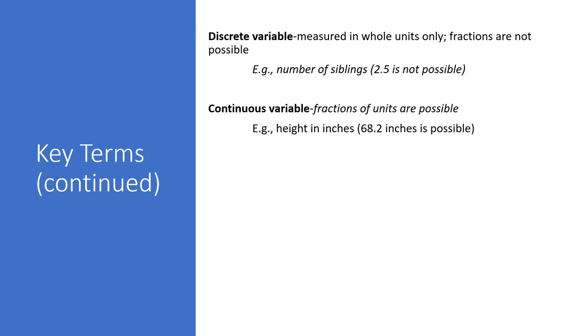A continuous variable is something where a fraction or a decimal makes sense. So when measuring someone's height, it's perfectly fine to think that somebody would be 68.2 inches tall. That's what makes this a continuous variable, because a fraction is possible.